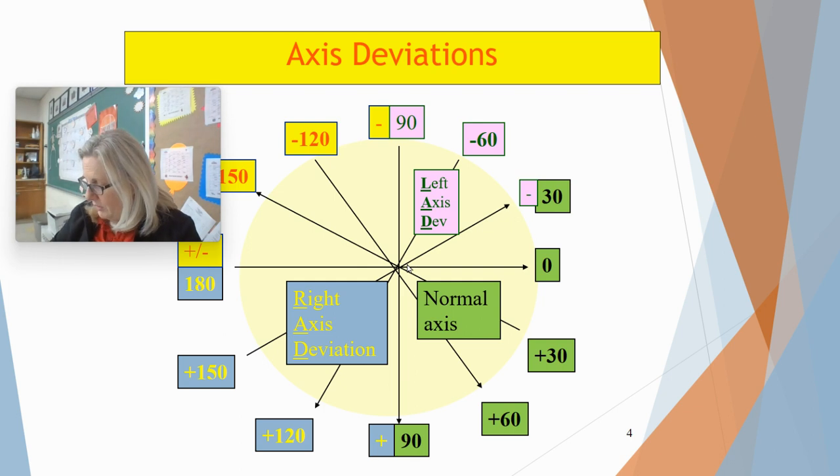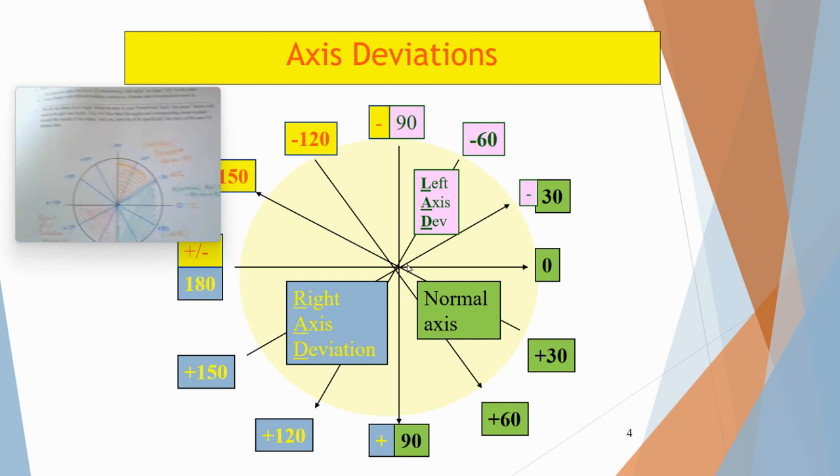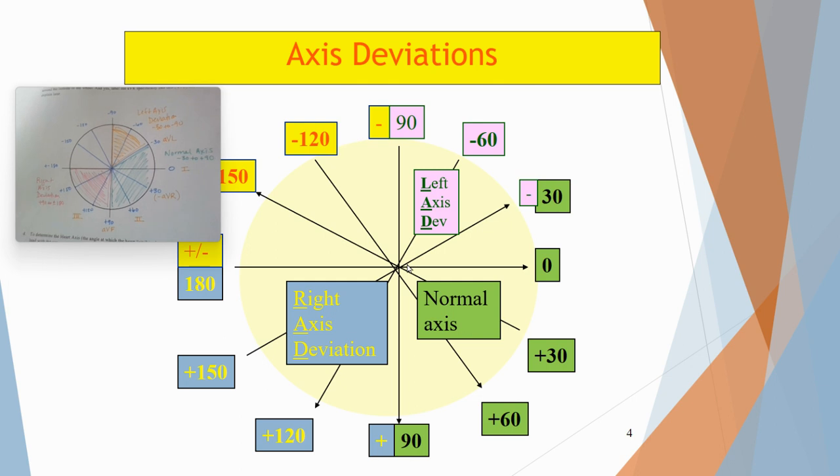All right, I'm going to do this different color here. This one's going to be my left axis. Left axis deviation, -30 to -90. Okay, so here we are again. Here's what it looks like. And I use pretty colors. If you want to use colors, it's up to you.